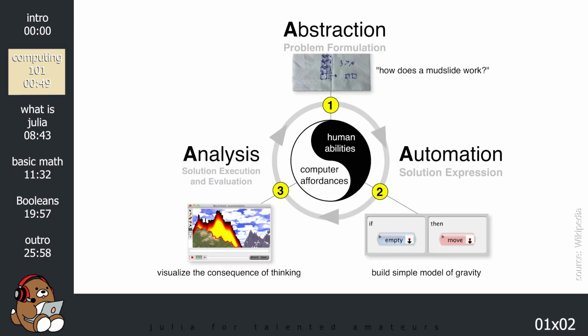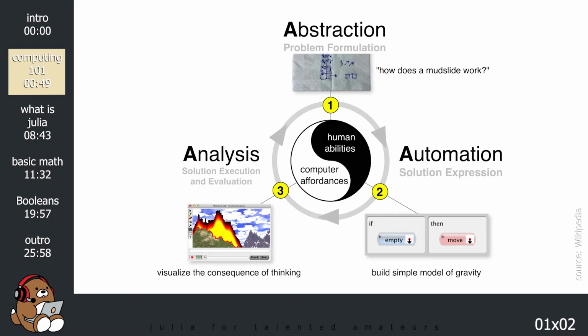Computational thinking is characterized by the 3 A's of computational thinking, which is an iterative process based on the following stages: abstraction, automation, and analysis. We'll use the Wikipedia example of how does a mudslide work? So in the abstraction stage, the question is asked in general terms, i.e., how does a mudslide work? Well, I don't know, so let's try to get the computer to figure it out.